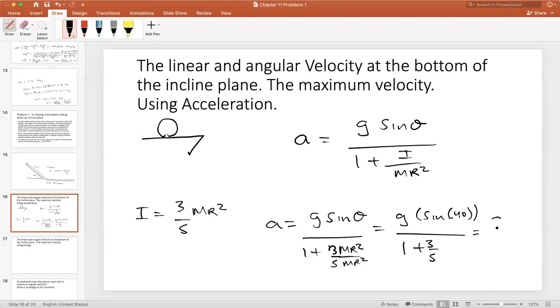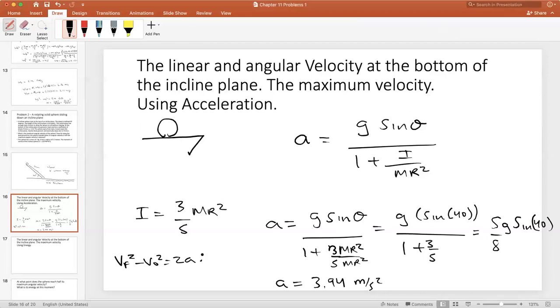So this is 5g/8 times sine of 40. And I want you to pay special attention to that. Our acceleration is therefore 5/8 times 9.81 times sine of 40. And that is 3.94 meters per second squared.